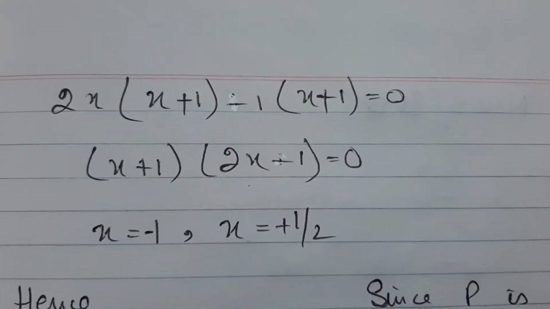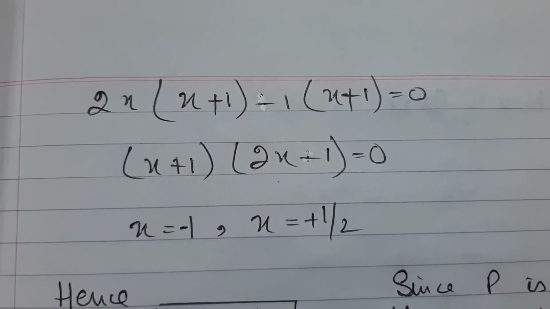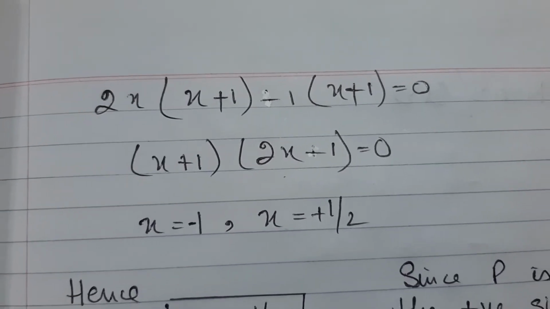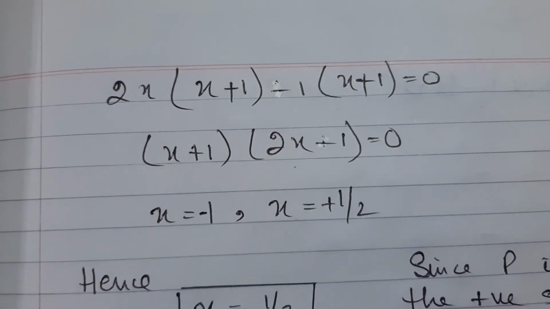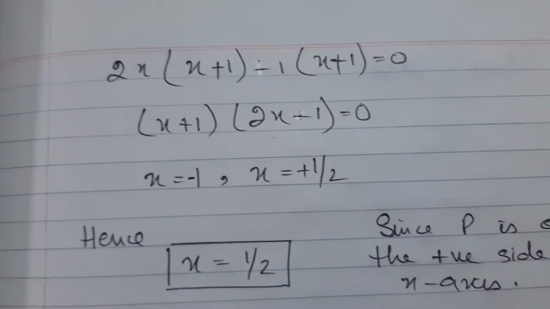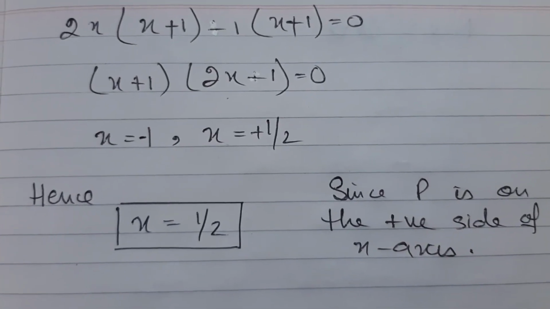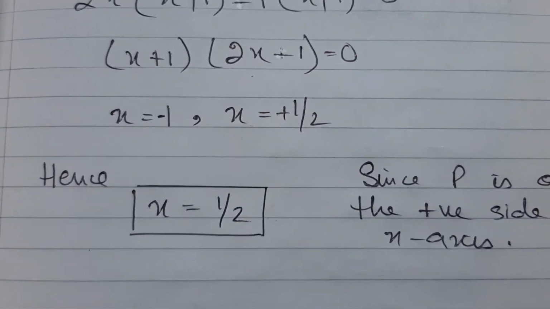Now when I'm solving it here, I got x equals minus 1 and x equals half. Because it was said that you have to find the x coordinate at point P, and point P was on the right hand side of the vertical line, it means x is positive, and that's why I'm taking x equals half into consideration. So this is my answer.